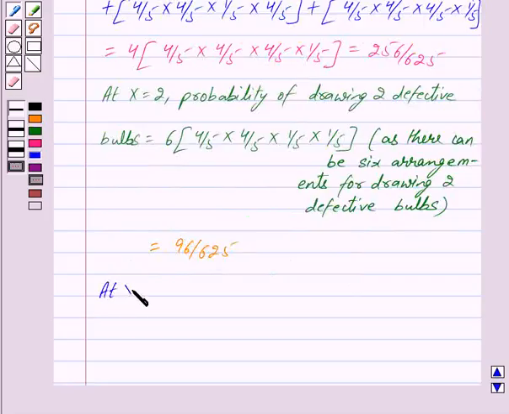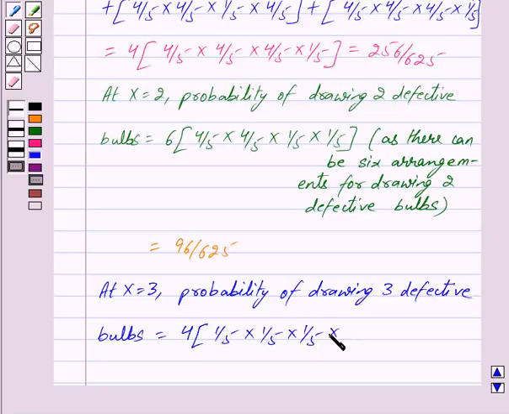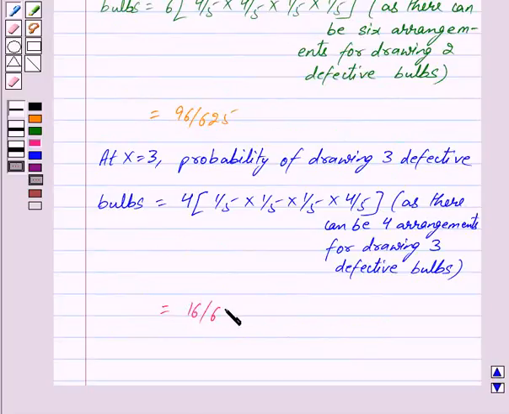Now at X equal to 3, we have the probability of drawing 3 defective bulbs, which is equal to 4 into the probability of drawing 3 defective bulbs, 1/5 into 1/5 into 1/5, into the probability of drawing one non-defective bulb, 4/5. As drawing 3 defective bulbs has 4 arrangements, we get 4 into 1/5 into 1/5 into 1/5 into 4/5, and this is equal to 16/625.